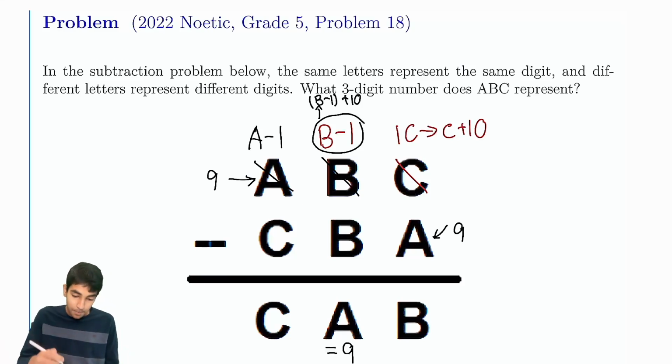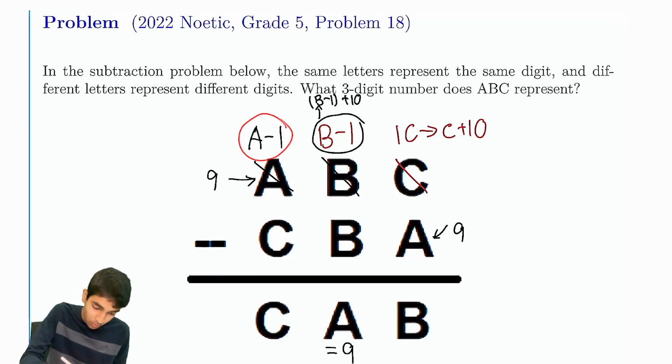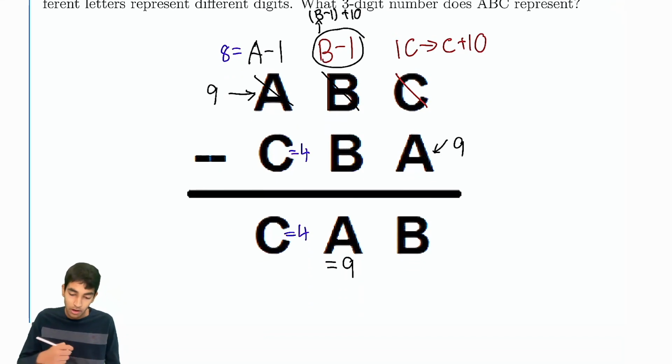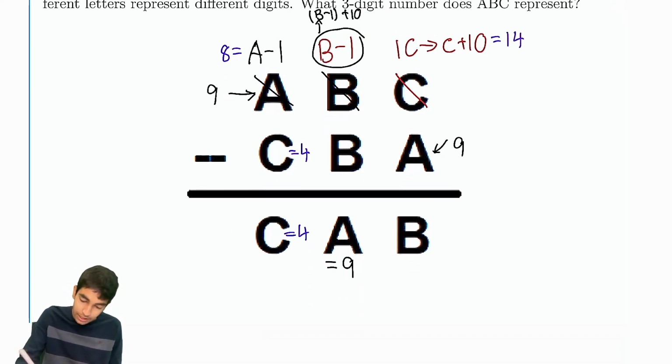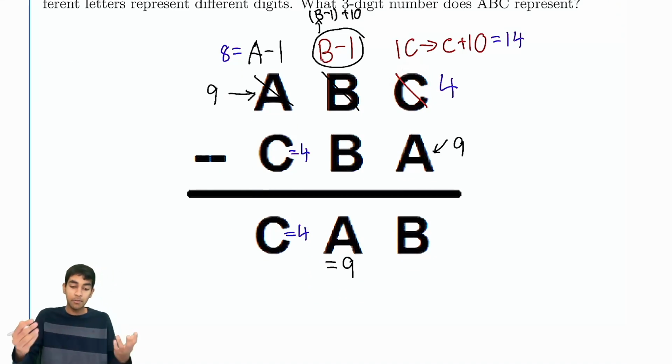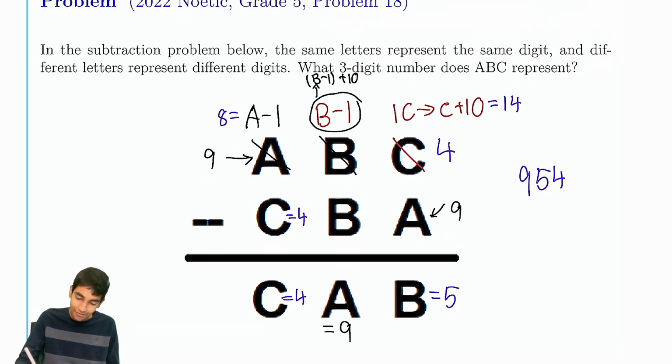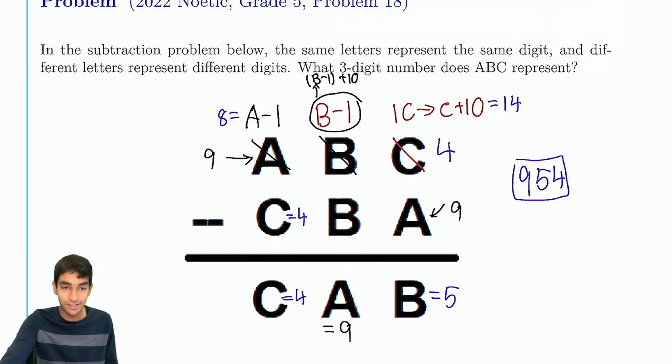So if A is 9, then we see we have 8 here, because A minus 1 is equal to 8. So we have 8 minus C equals C. C is 4, because 8 minus 4 equals 4. And if C is 4, then C plus 10 over here is 14, right? Because this is 4, and when we carry over, this becomes 14. And then 14 minus 9 is 5. So now we're looking for ABC. That's just 954, and that is the answer to this question.